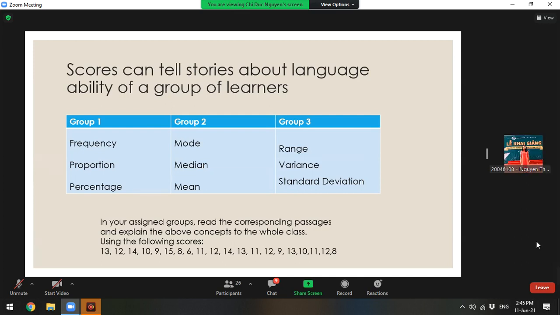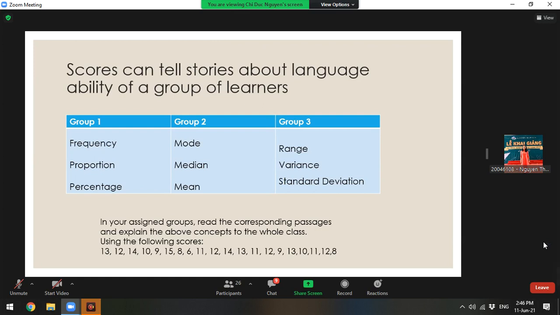We are in the same group, and Miss Hồng Nhung explained these three concepts very clearly for us, so we understand it. Frequency is the number of times the score appears in the total. For example, I can see the scores here. There are 20 students who took part in the test, right? I have the 20 numbers here, and for frequency, I can see that there are 2 students who got 8.